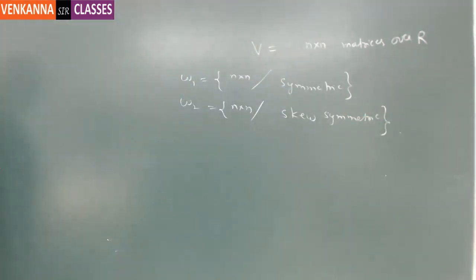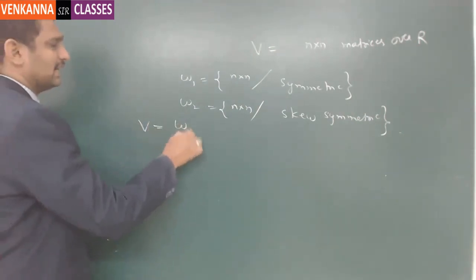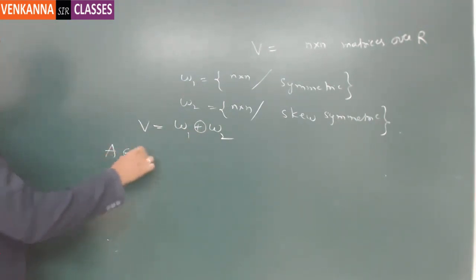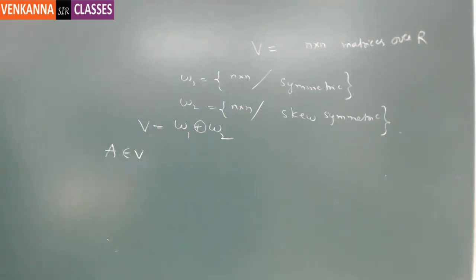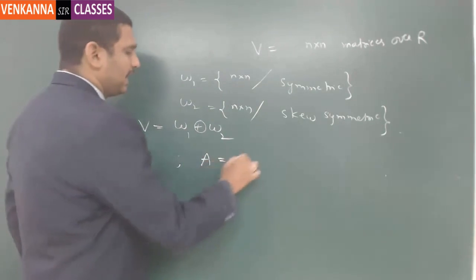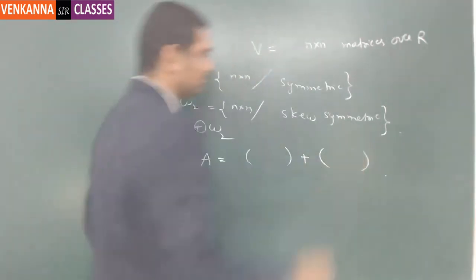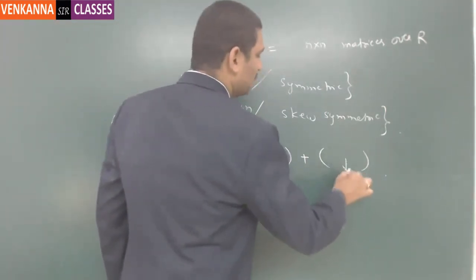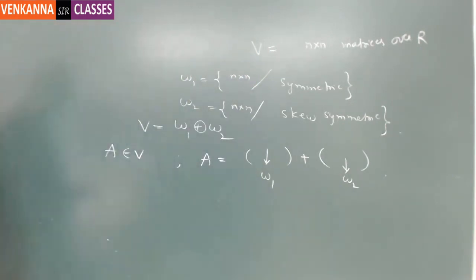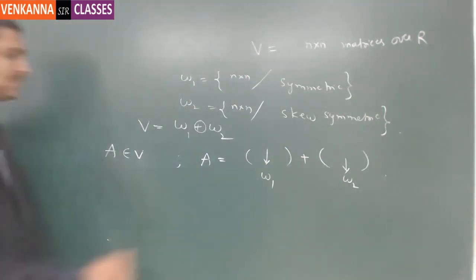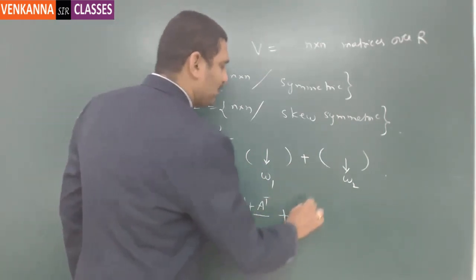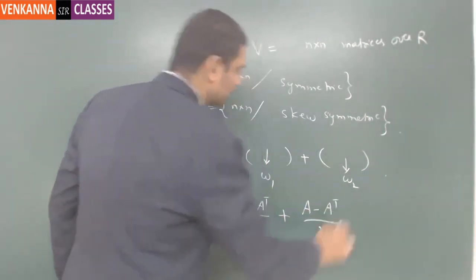Then it is possible to write V as a direct sum of these two, because let us say I have considered a matrix A belonging to V. Now I can write this matrix as a sum of two matrices, where the first matrix belongs to W1 and the second matrix belongs to W2. How is it possible? You can write A as (A plus A transpose) by 2 plus (A minus A transpose) by 2.